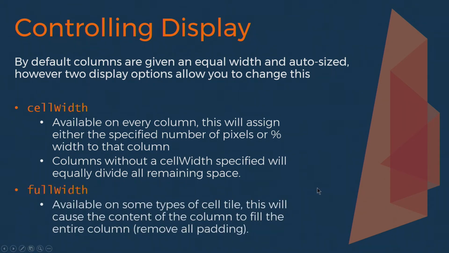Now, some of the tiles, not all of them, but some of the cell tiles support the full width option. That lets you basically say that I want the content of this column to consume the entire size of this column. So there's no padding, there's no white space between columns. On a really busy dashboard, it can reduce visibility, or readability. That's why it's not on by default. But for certain columns, like the health state history column, it looks perfectly fine. So I'd probably recommend you turn it on in those cases.